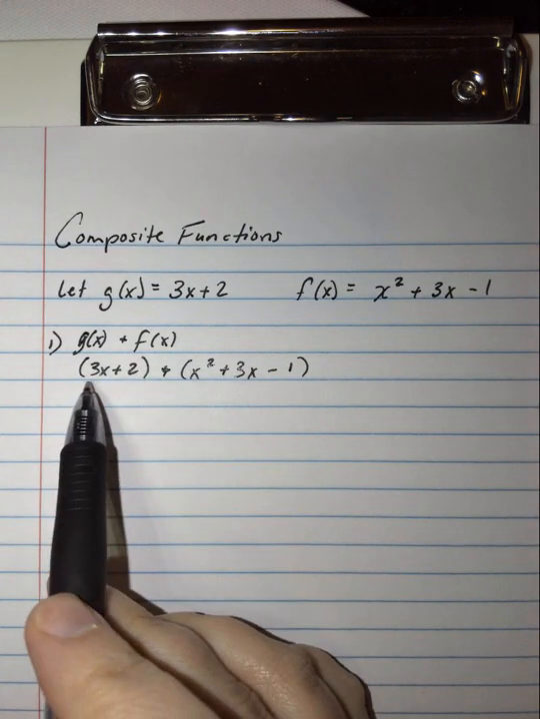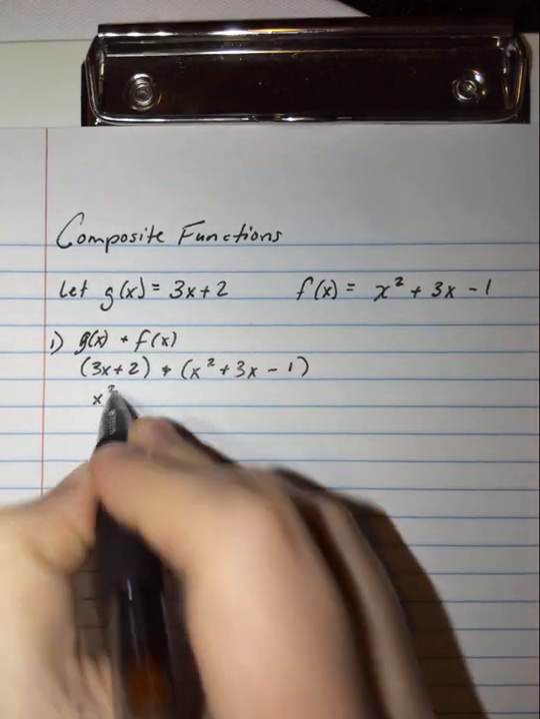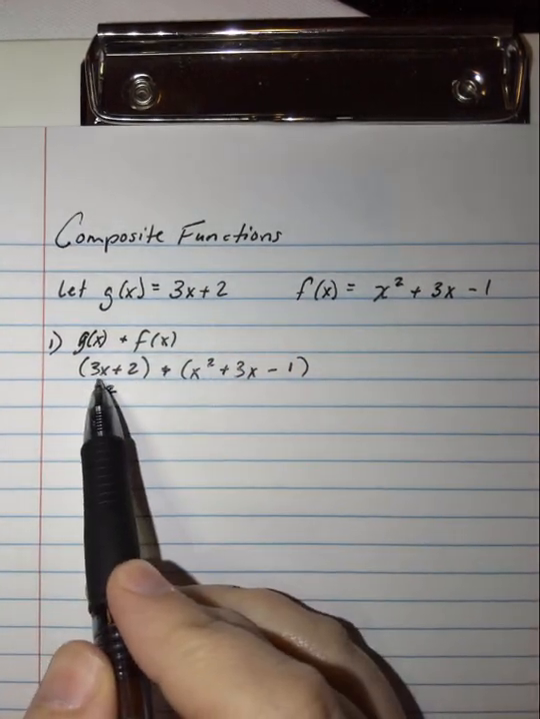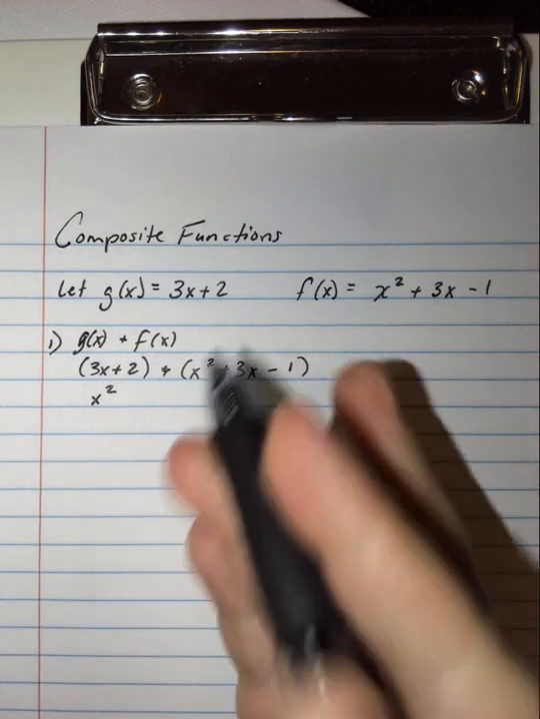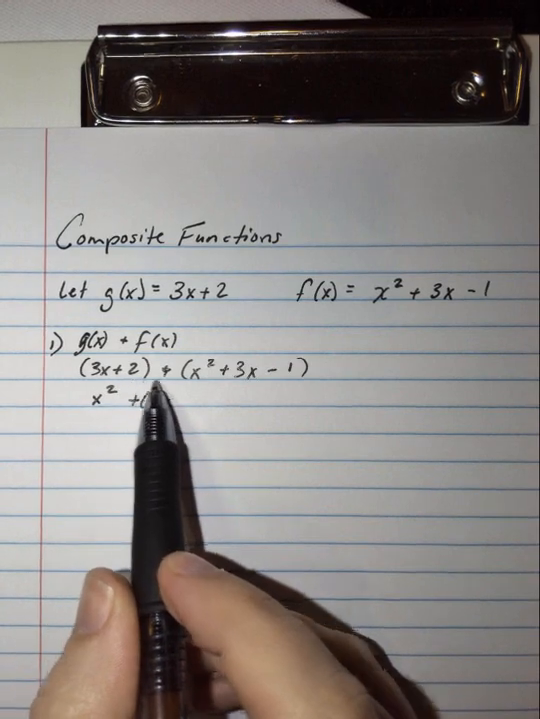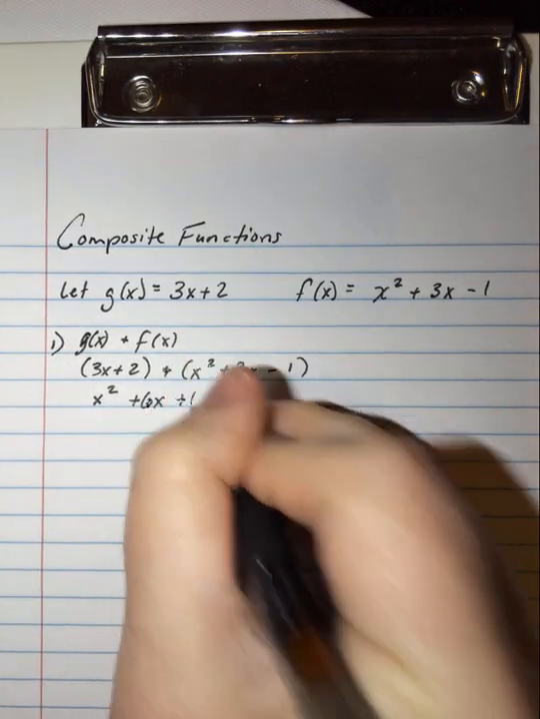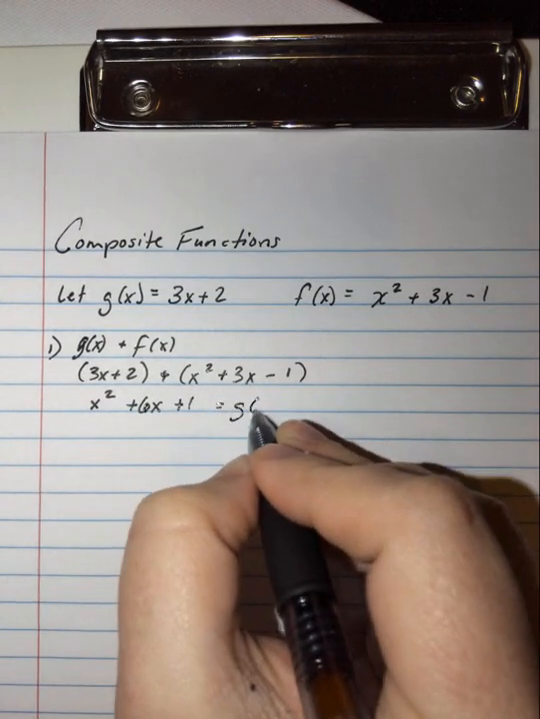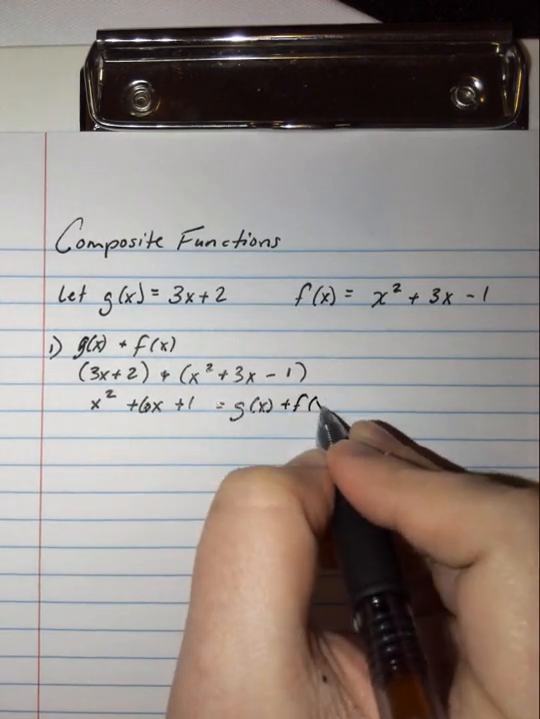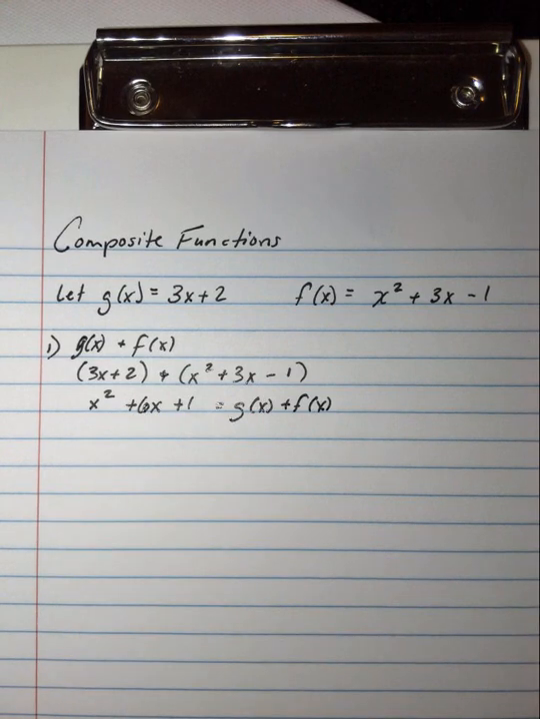Do I have any like terms up here with x squared? No, so I'm just going to have an x squared. Any like terms with a 3x? Yes, 3x plus 3x gives me 6x. Any like terms with my 2? Yes, my negative 1. So 2 plus a negative 1 is a positive 1. So we would say g of x plus f of x is equivalent to x squared plus 6x plus 1.